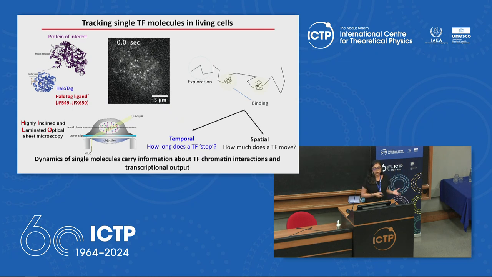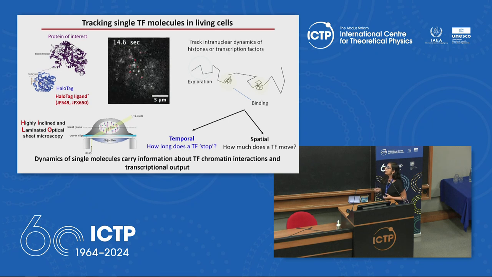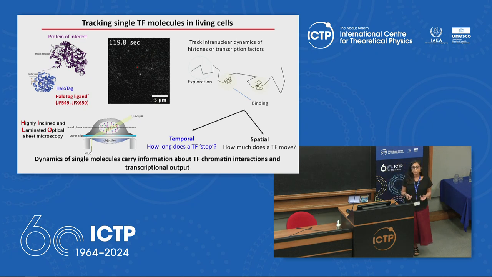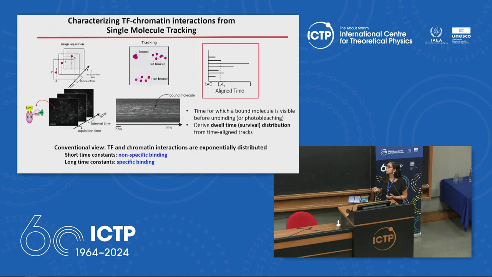So with that, we turn to single molecule imaging. We can label specific proteins very sparsely. In this case, it's HaloTag with a JF dye, and then take movies like you saw, and track these dynamics using HILO imaging, that's a thin sheet going through the nucleus. And from these tracks, we can get information on, for example, how long a transcription factor stops when it's binding, or how much it moves spatially. These dynamics carry information about the interactions with chromatin and potentially transcriptional output.